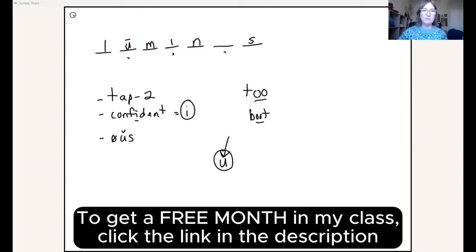I in the middle is spelled with an I, and it can break the tab 2 rule. This is the confident rule. It doesn't need 2 consonants after it because it's in the middle syllable. Us at the end of a longer word is spelled O-U-S, usually. That's the suffix us. Luminous. Luminous.